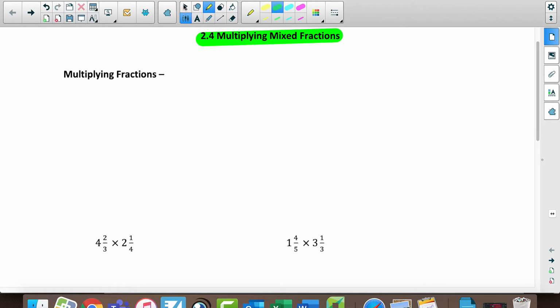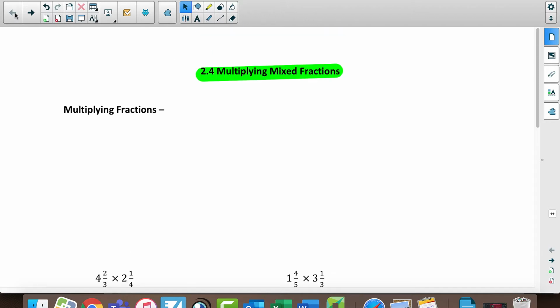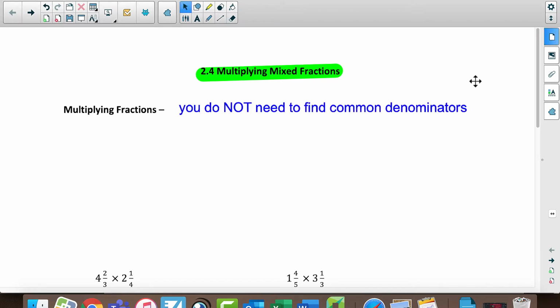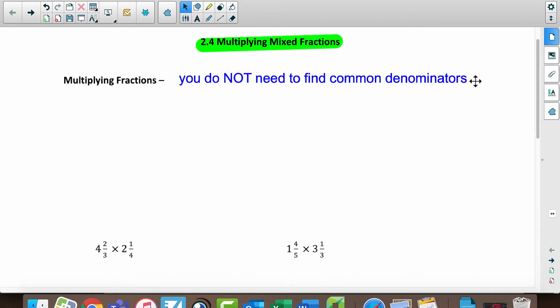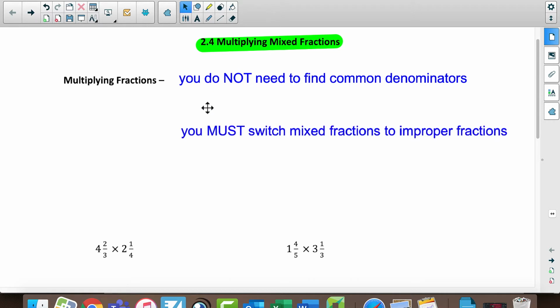It's actually not that bad. If you can multiply fractions, you can multiply mixed fractions. There's just one last thing to remember. So let's just review our rules so far. We said last time that you do not need a common denominator when you multiply, right? Just multiply across the top, multiply across the bottom. Even if the denominators are different, you can still multiply.